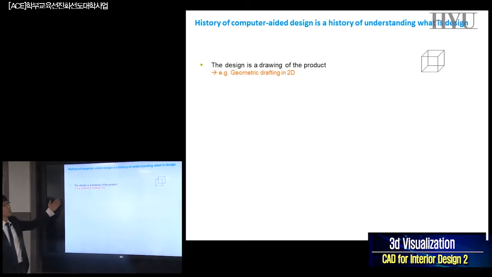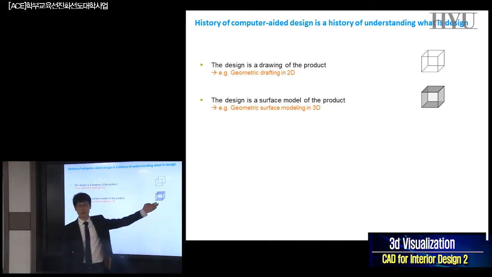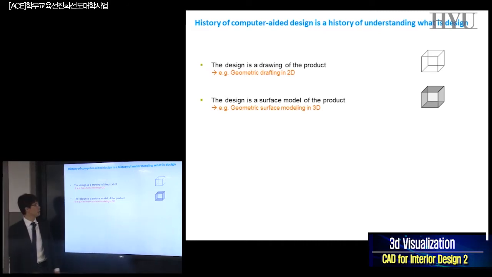were usually believed to be the design for that product. At that time, computer engineers made exactly the same tool according to that understanding. So geometric drafting in 2D was the major focus at the time, even using computers, AutoCAD, okay? But people changed perspective. 3D model, something like this, shaded 3D surface design.